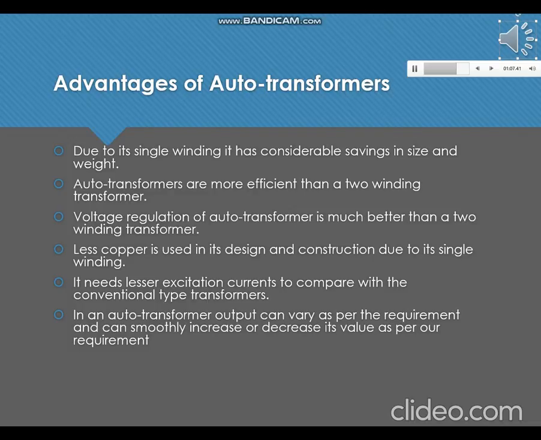Further, because it has a single winding, less copper is used compared with a two-winding transformer. It also needs less excitation current compared to a conventional transformer. It also comes in the form of a variable autotransformer. We can vary the output as per our requirement, while in a conventional transformer, the step-up and step-down voltages are fixed.